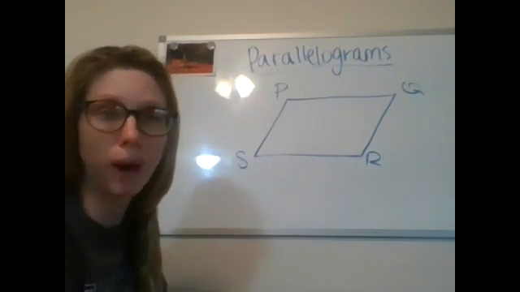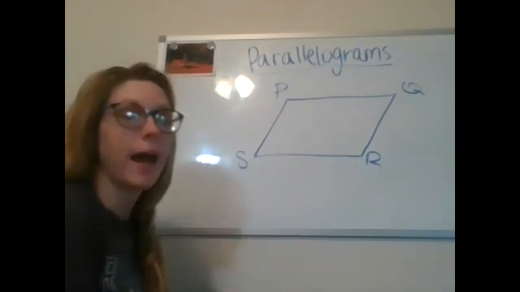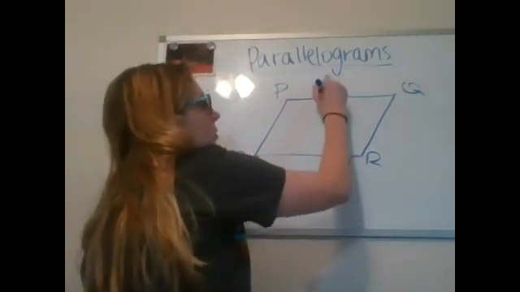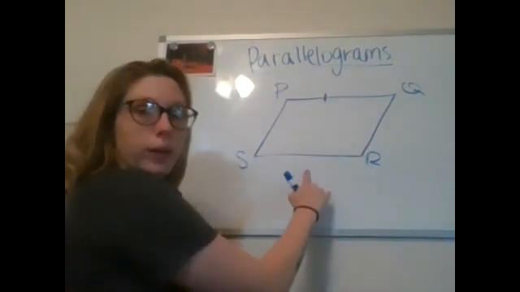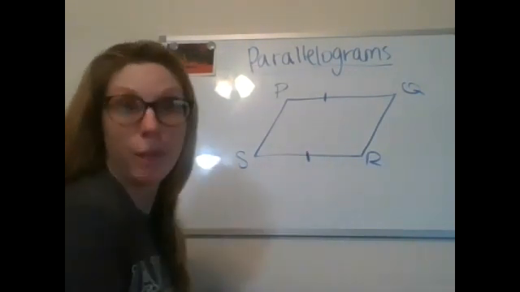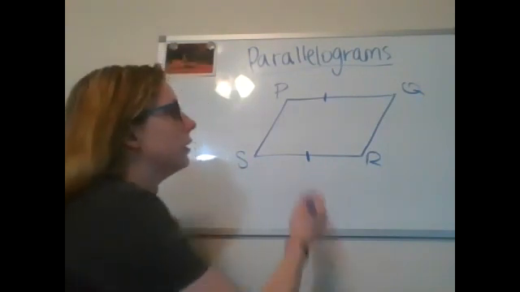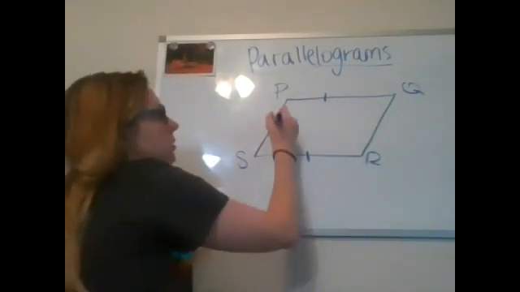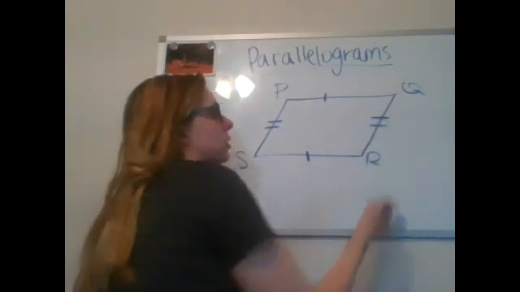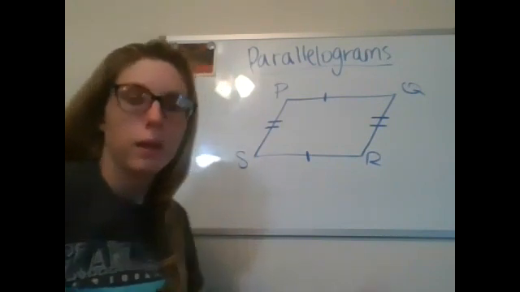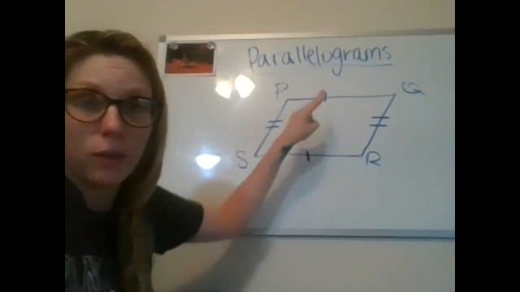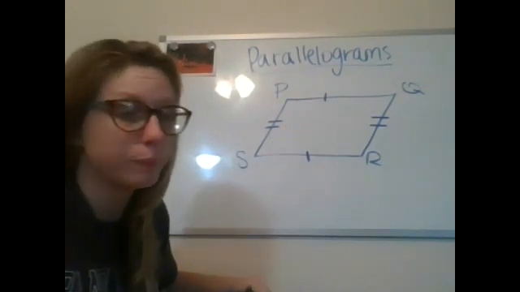So the first property of a parallelogram is that opposite sides are congruent. So PQ is congruent to SR. Remember, congruent means equal, the same, okay? Another opposite sides are right here. So SP is going to be congruent to QR. They aren't necessarily equal to all four, but the opposite ones are equal. Okay.